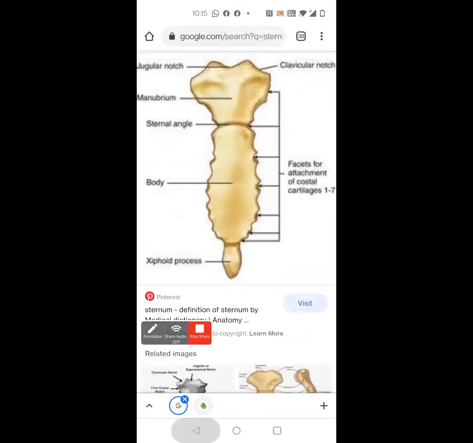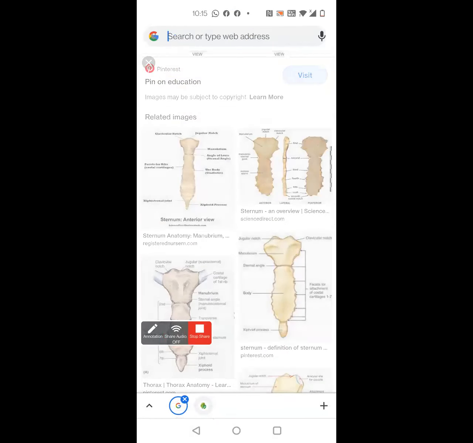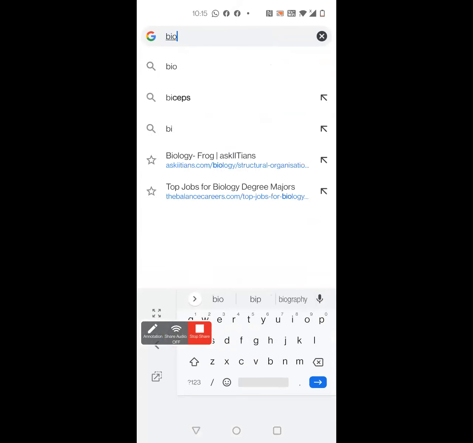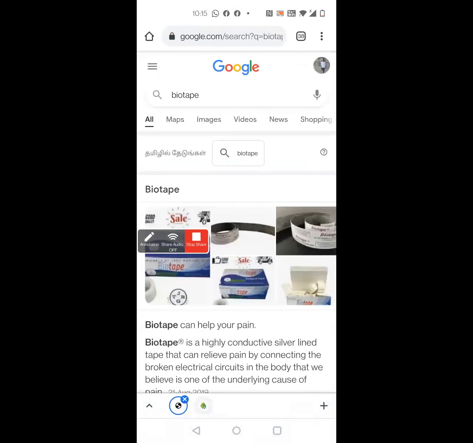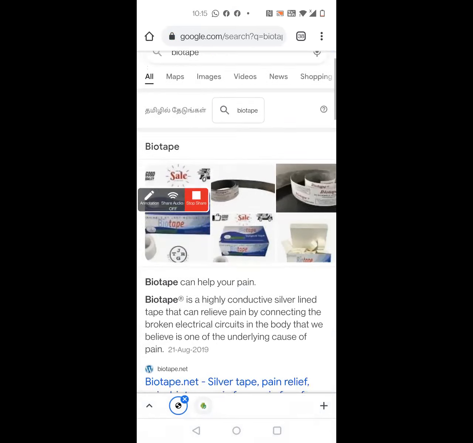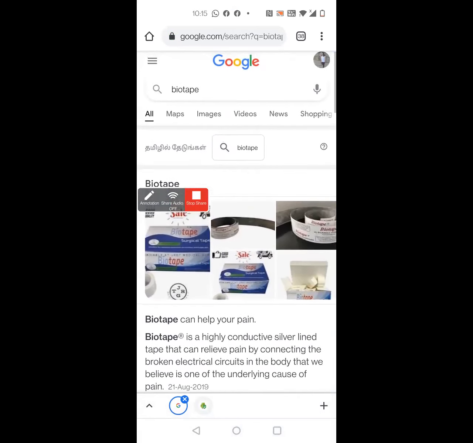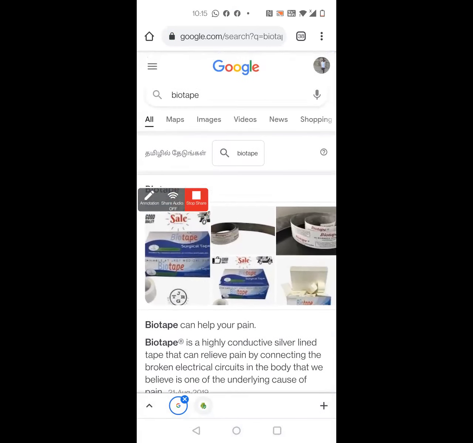The body will fight against the new organ, autoimmunity and all that will happen. So they will be put on immunosuppressants, like cyclosporine. Any sort of thing they will do. So this is the bio tape thing. It looks very simple, no?